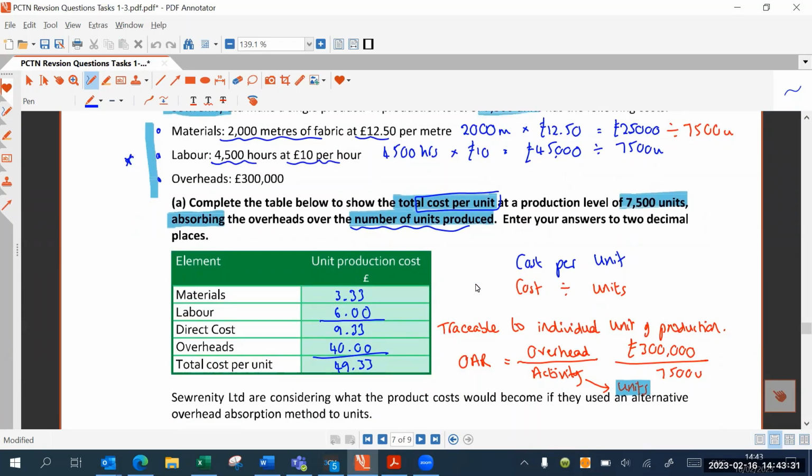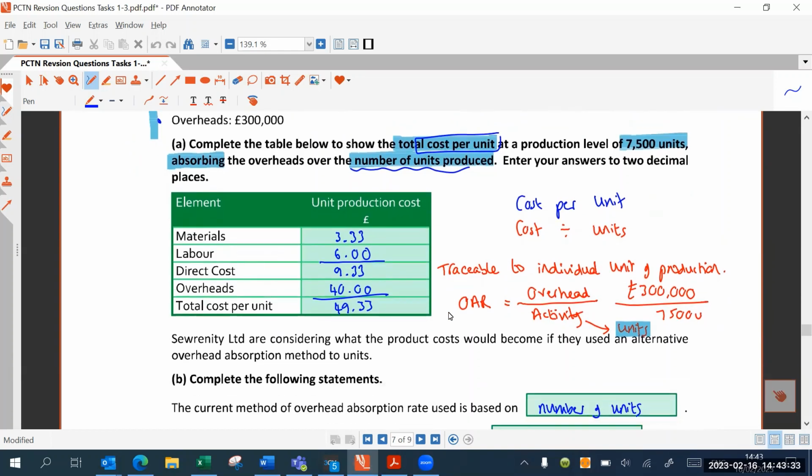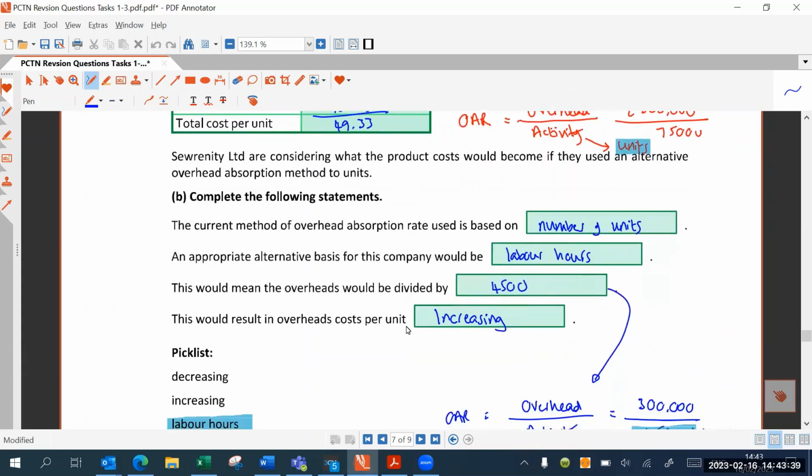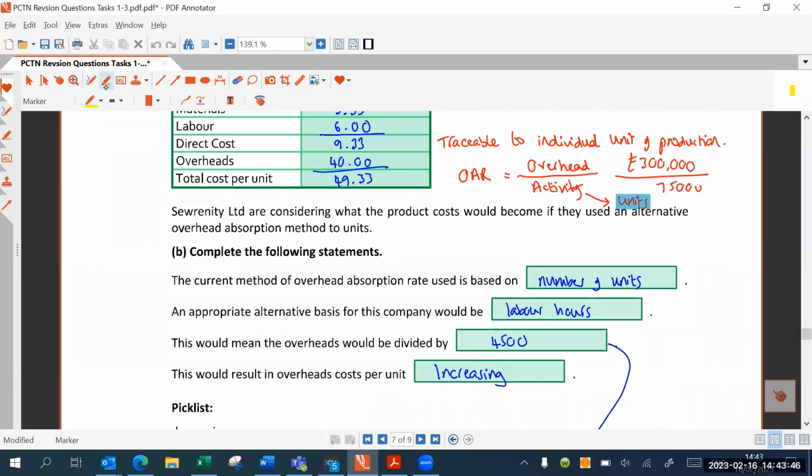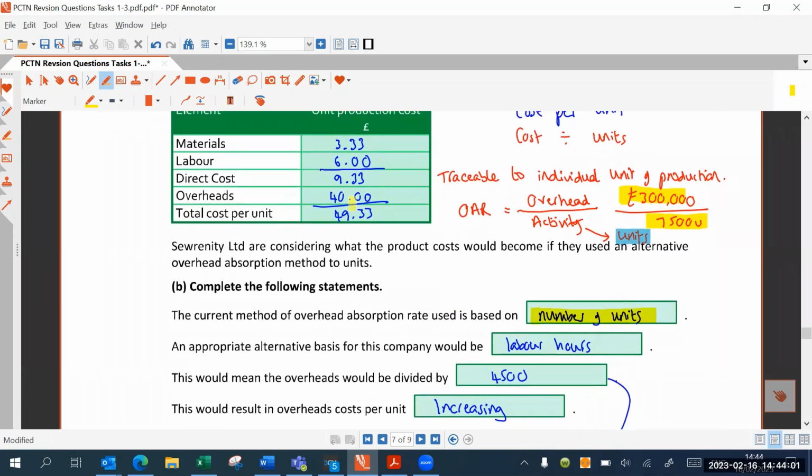Finding the total cost of a unit based on producing 7,500 units, absorbing based on number of units produced, all that's good. In part B, the first 3 parts are all absolutely fine. The current method of overhead absorption, if you remember, we looked at that here, was that we were taking an overhead of £300,000 and we were sharing it over 7,500 units. So we did that. So the current method is based on the number of units. That gave us an overhead of £40 per unit.